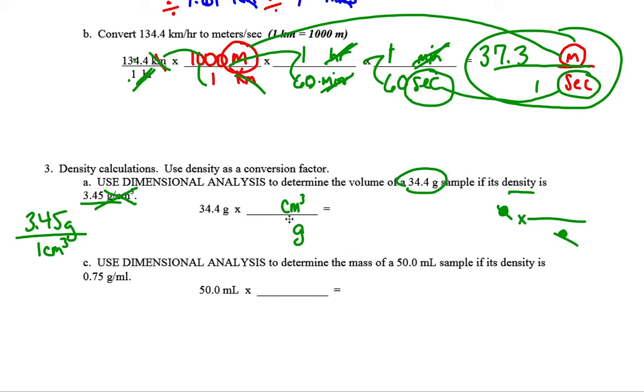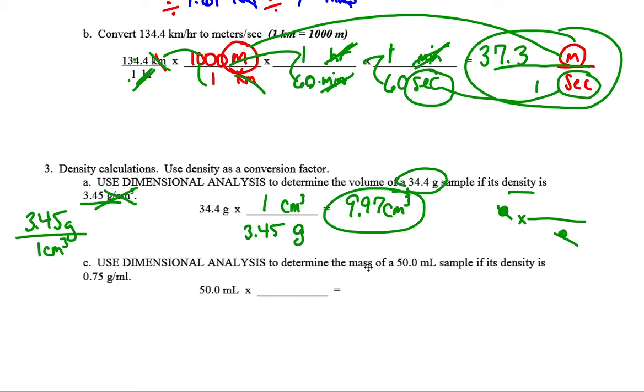All right, so now I got to plug the numbers in. 3.45 goes with grams. Grams happens to be on the bottom. That's how I know to put 3.45 on the bottom. And the 1 goes with the cubic centimeters. That's how I know 1 goes on top. So 34.4 times 1 divided by 3.45, and that's 9.97 cubic centimeters. So there's your number on top, or your final answer rather.